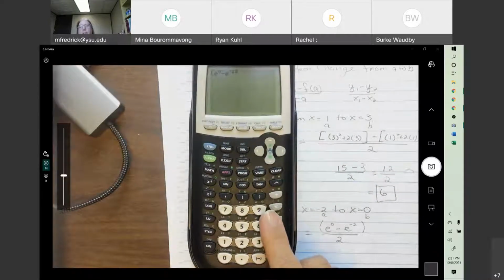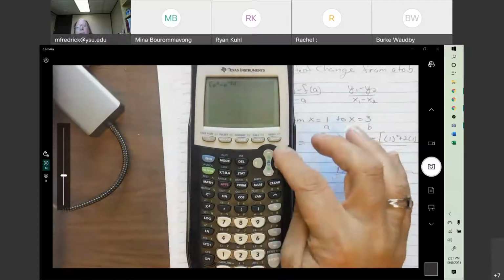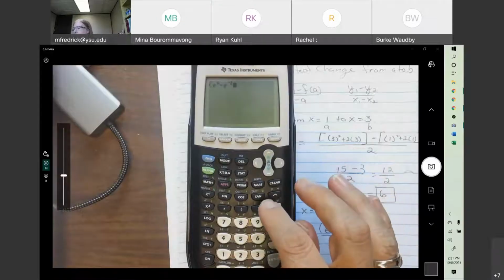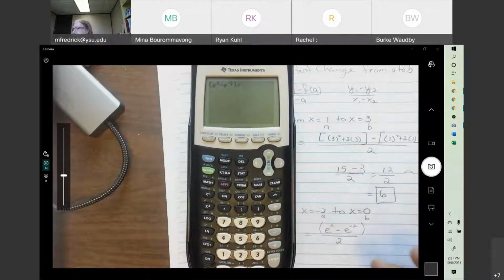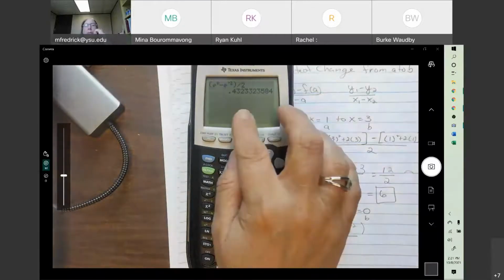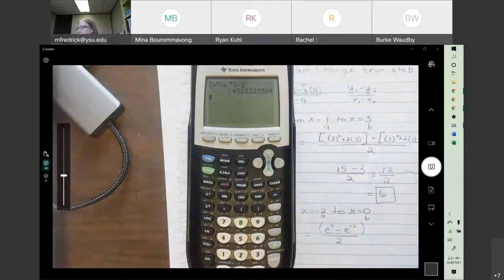So you have to use a negative, not minus. Push the right arrow to come back down, close your parenthesis, and divide by, it was 2 again. It's not always 2. But here's your answer. 4.323. So that's one way of doing it.